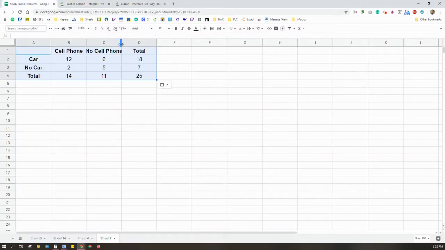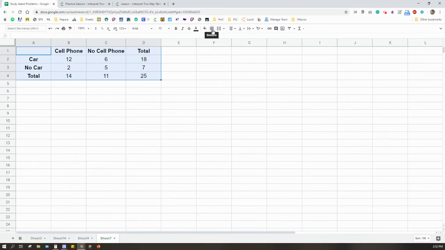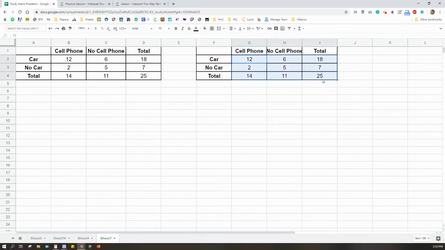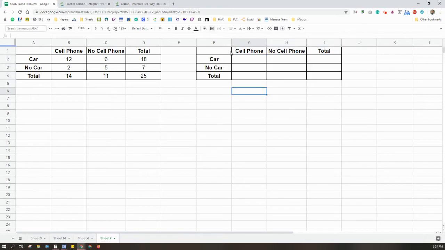I'm going to use the spreadsheet. You certainly don't have to. You would just mimic what I'm doing on the spreadsheet, but on a blank piece of paper. So again, take all the data and just get rid of it. And so you have this blank table that says cell phone, no cell phone, total, car, no car, total, and you just have no numbers in there. You write that down onto a piece of paper and you're ready to go.